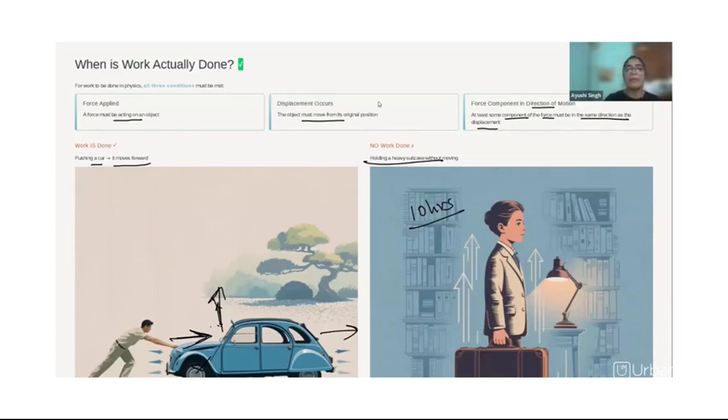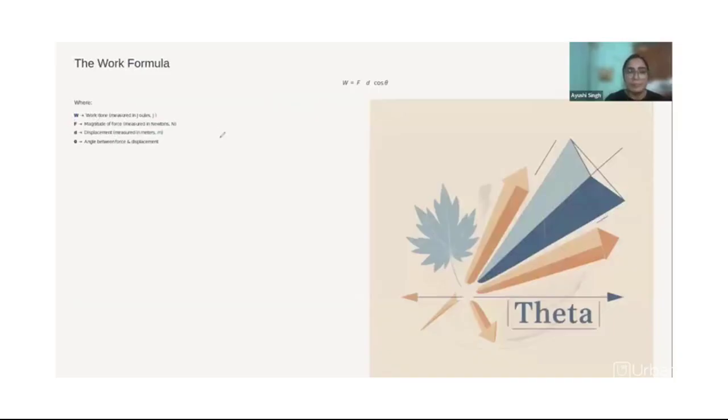Now the formula of work. Work done is measured in joules. Work done is equal to the force applied, or magnitude of force, into displacement and cos theta. Theta is the angle between the force you have applied and the displacement where it occurred.